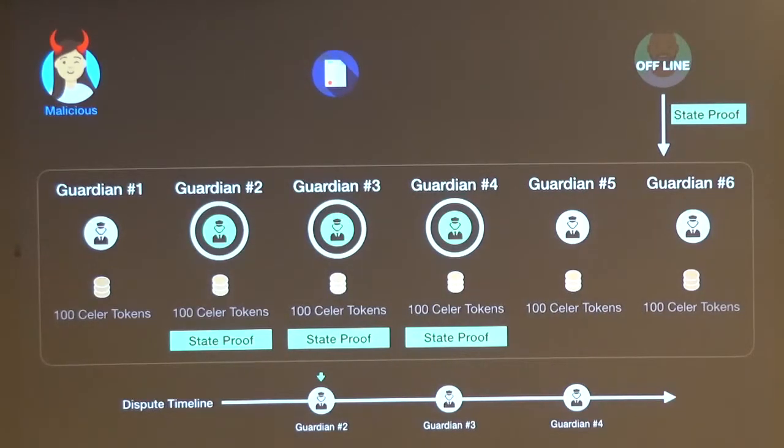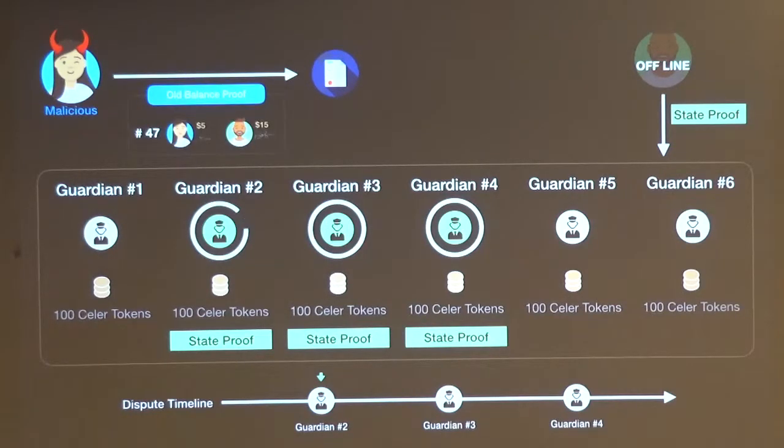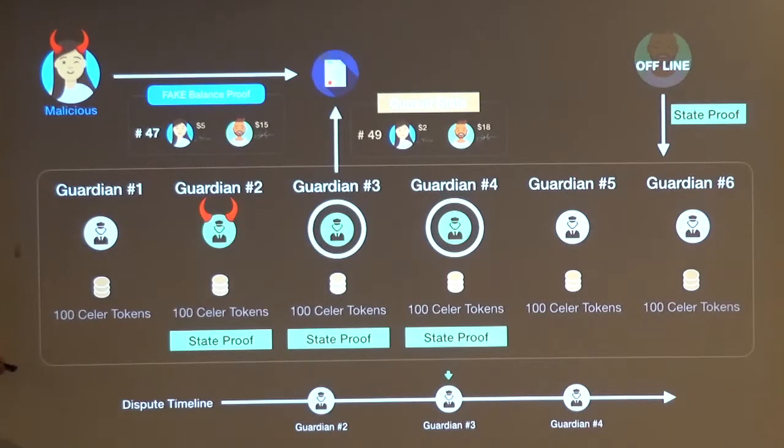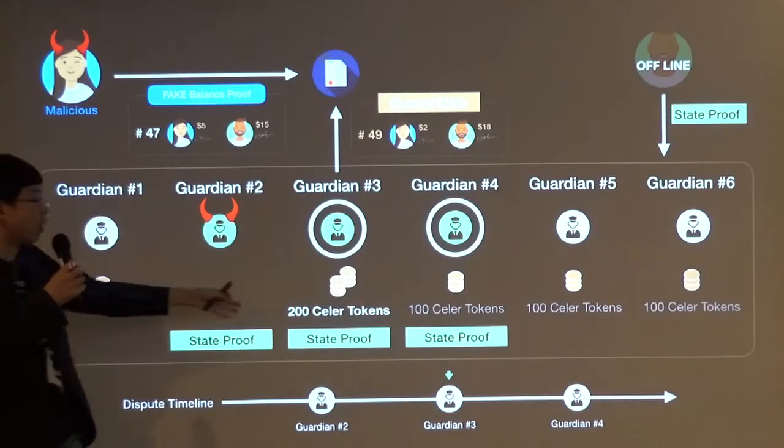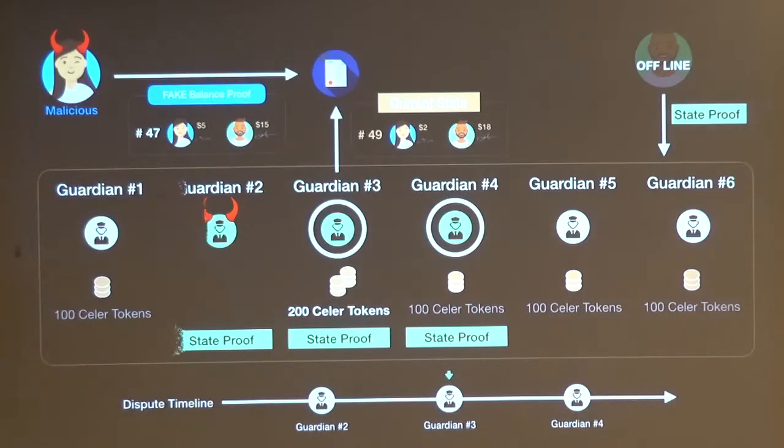We also have a built-in collusion resistant system where the state guardians are randomly selected, and each state guardian will be assigned a dispute slot. So if a malicious user comes online and starts a dispute, and let's say guardian number two is also a bad guy here, what's going to happen is that guardian number three can respond to this malicious settlement and submit the correct state proof. And at the same time, he will be able to prove that guardian number two didn't do his job and get guardian number two's token. So it effectively kicks guardian number two out of this entire state guardian group.